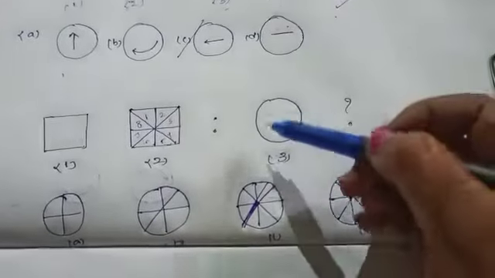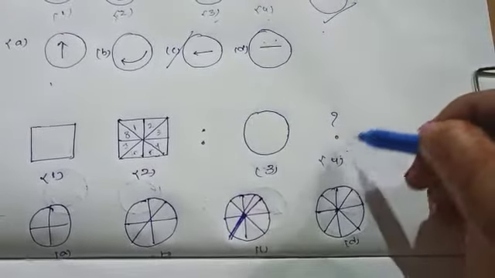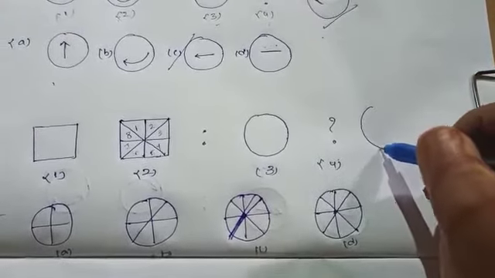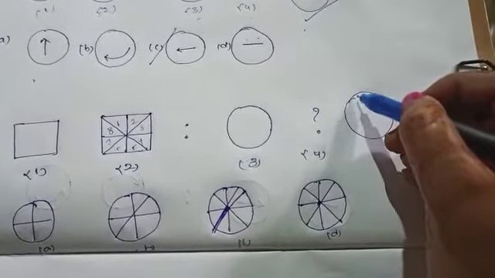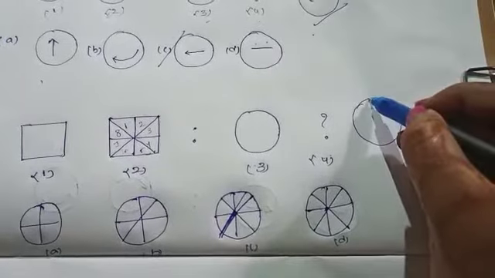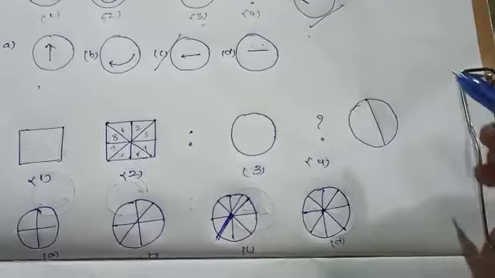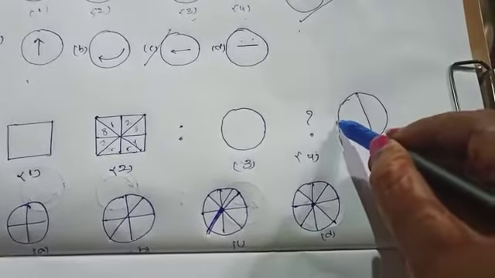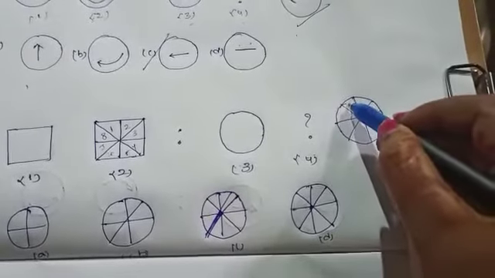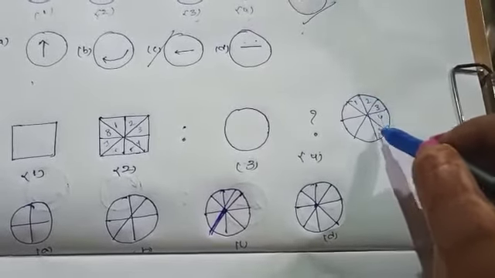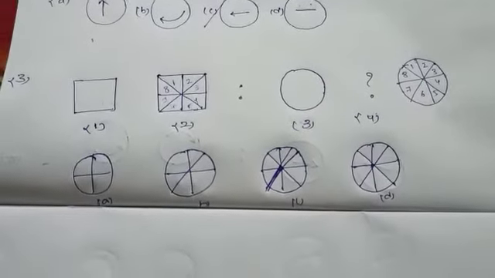In the third figure we have a circle. What is the relation? We have to divide the circle into 8 equal parts. 1, 2, 3, 4, 5, 6, 7, 8. See the options.